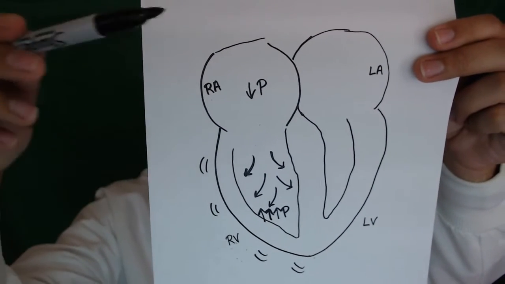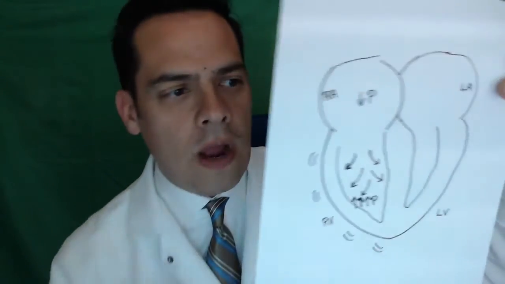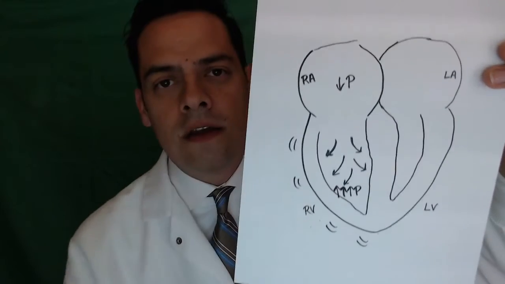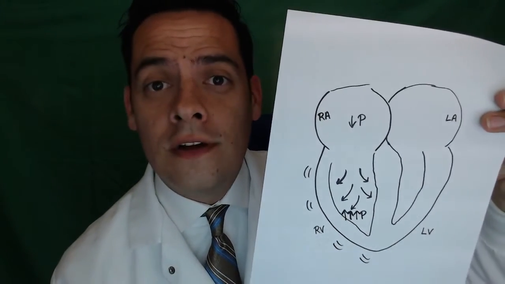High, low. Uh-oh, from high to low is the flow, right? So this should flow back. It would if there wasn't a valve. That's why you need valves.